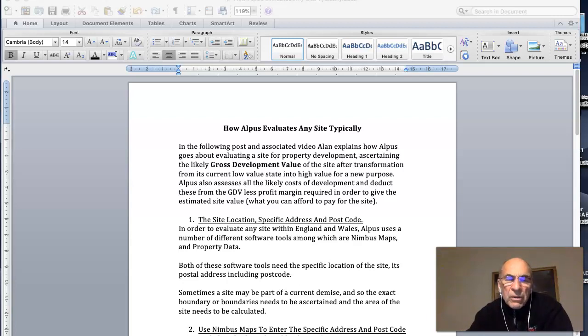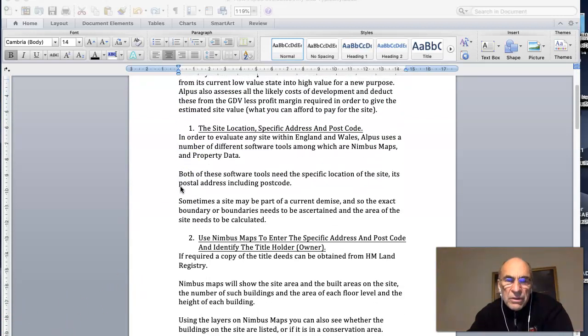So we do a preliminary assessment of how many units we can get. The first thing we need to do for that is to look at the site location, the specific address and the postcode. In order to evaluate any site in England and Wales, we use a number of different software tools, such as Nimbus Maps, Property Data, Property Filter, Searchland, lots of different software that we can use to evaluate any particular site.